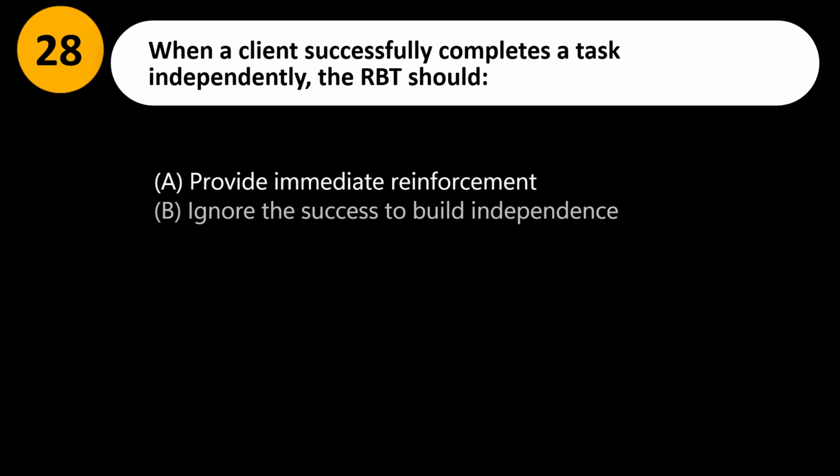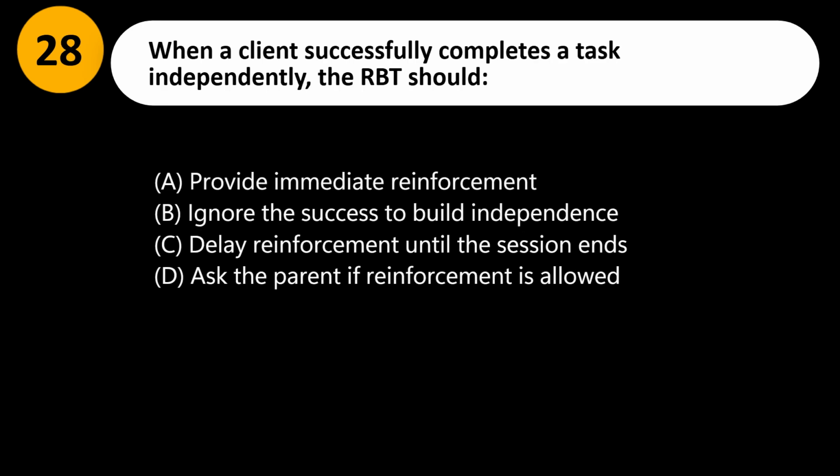When a client successfully completes a task independently, the RBT should A. Provide immediate reinforcement. B. Ignore the success to build independence. C. Delay reinforcement until the session ends. D. Ask the parent if reinforcement is allowed.